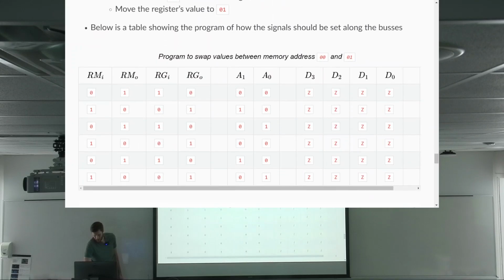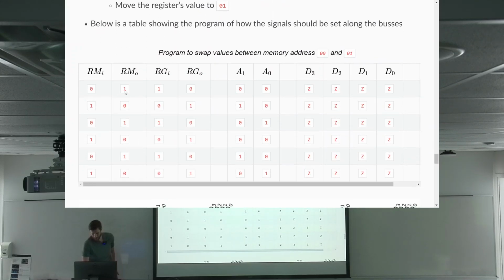But if we go down here, where I'm saying, okay, RAM out, register in. Now I'm moving data around from RAM to a register. If I set all of these signals the way I want, clock pulse, it does what I want. This will then take the data from here and actually put it into here.